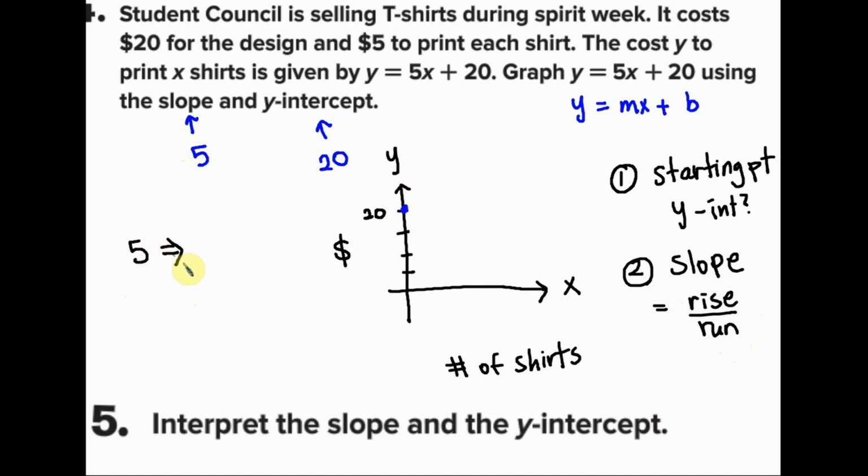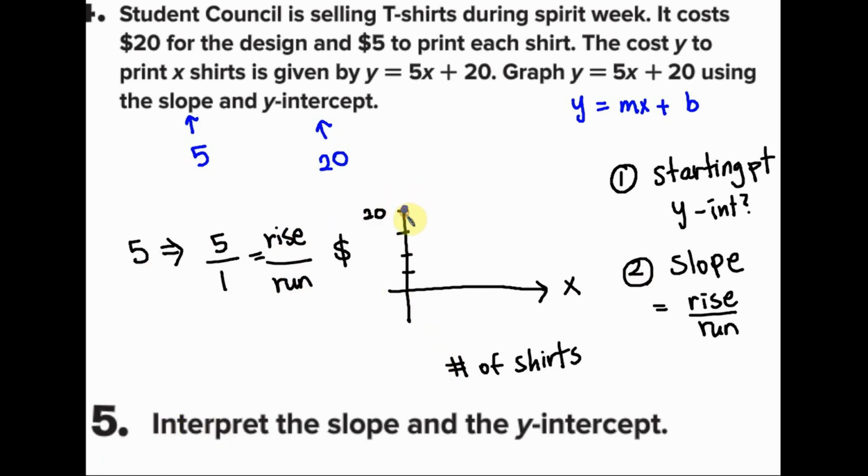If I want to make 5 a fraction, we're going to put 1 on the denominator. So 5 over 1 is still 5. I'm not changing my number because 5 divided by 1 is still 5. So which means I'm rising 5 over, I'm running 1. So anytime I rise 5, I just realized that my graph should be a little bit bigger. So let me erase this part.